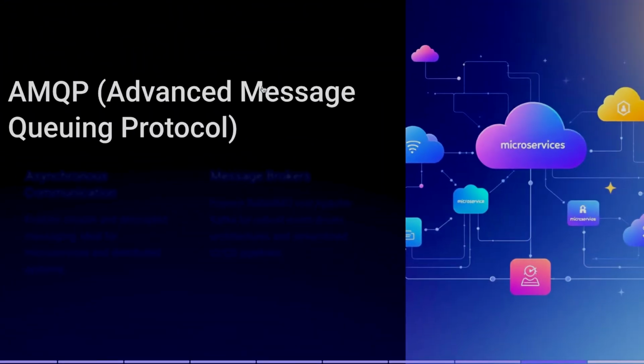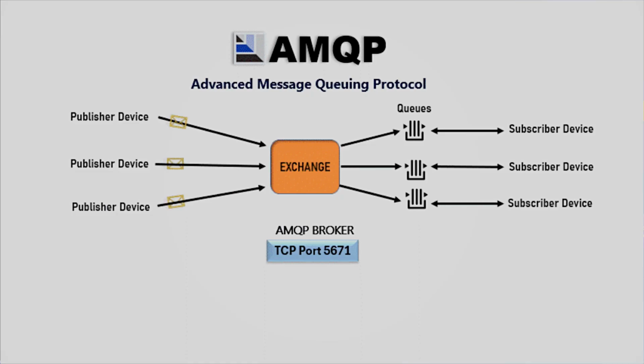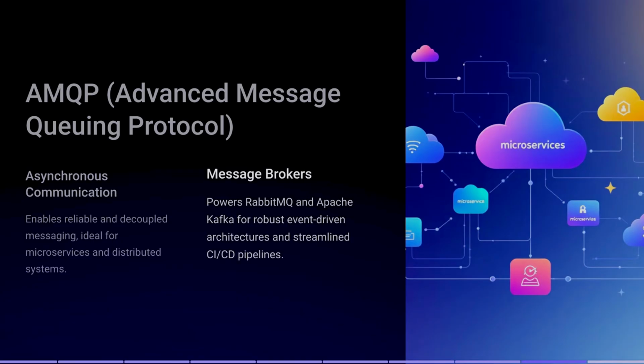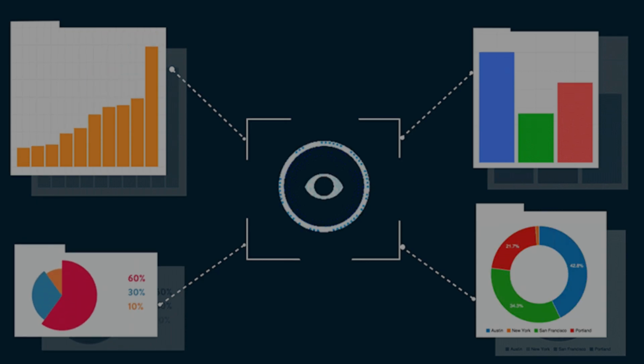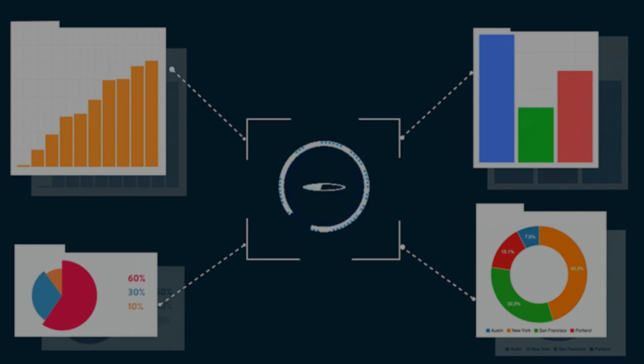Next is AMQP Messaging Protocol, which stands for Advanced Message Queuing Protocol, designed for asynchronous communication between distributed applications. In DevOps, AMQP is widely used in message brokers like RabbitMQ for handling event-driven workflows in CI/CD pipelines and microservices architecture. The last two protocols of this video are based on observability, responsible for logging and monitoring of your application.